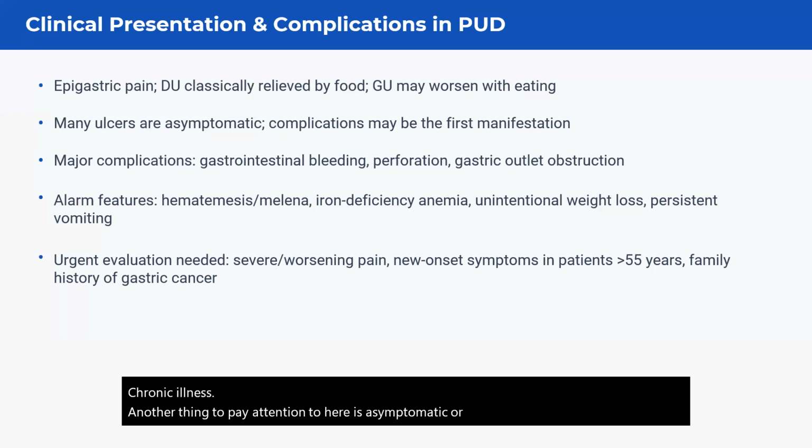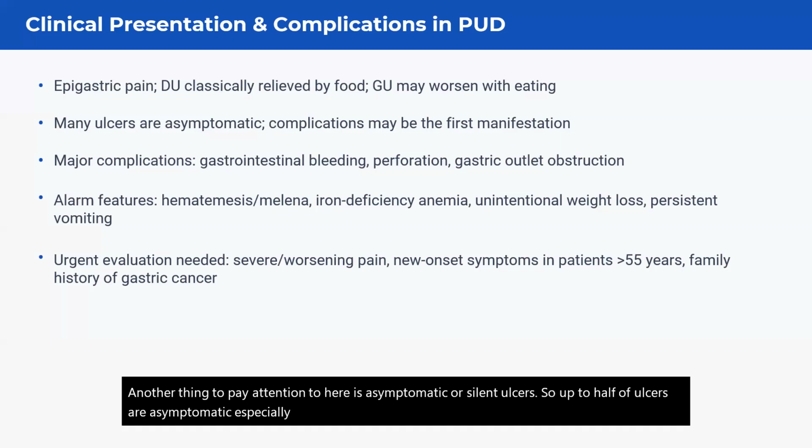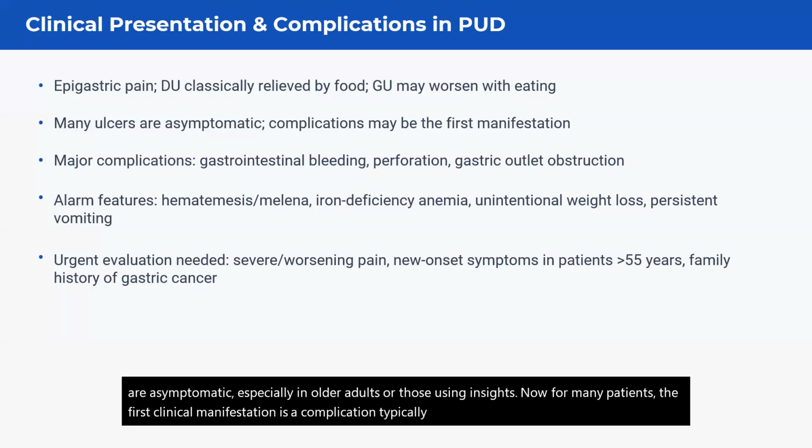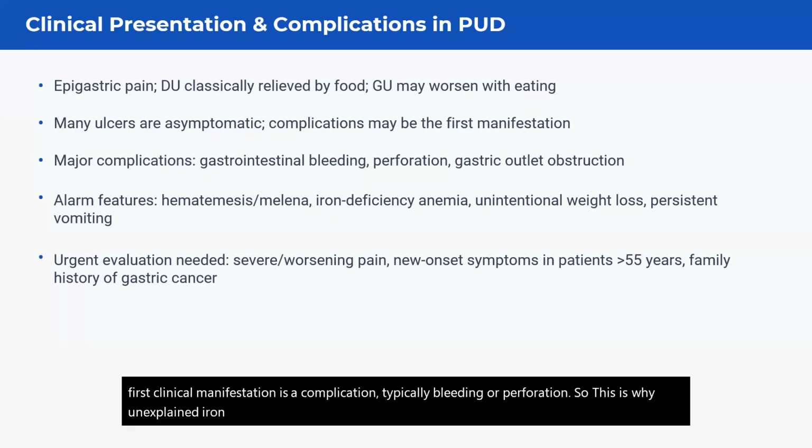So up to half of ulcers are asymptomatic, especially in older adults or those using NSAIDs. Now, for many patients, the first clinical manifestation is a complication, typically bleeding or perforation. So this is why unexplained iron deficiency anemia or melena should trigger your search for an occult GI source, even in the absence of pain.